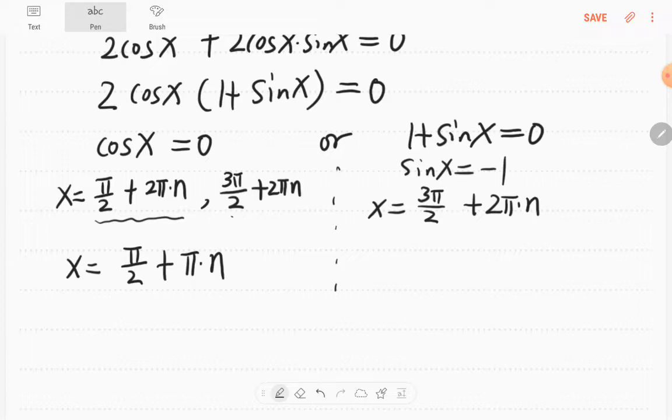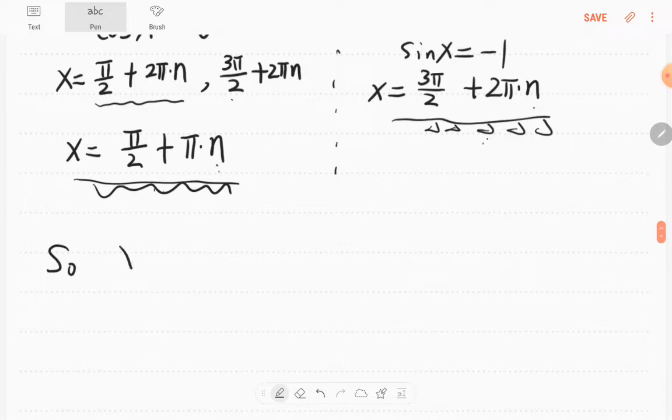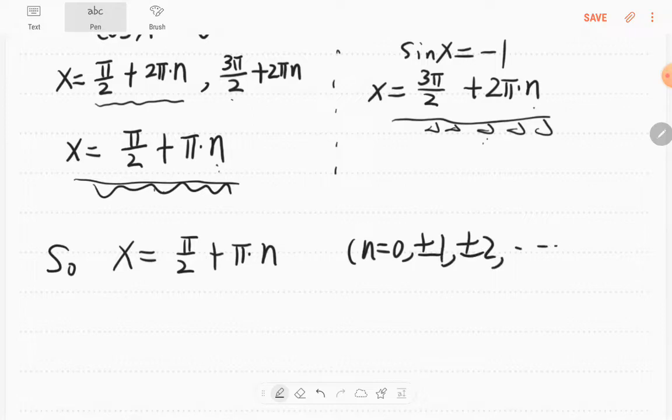And so now let's look at these two. But actually, this one includes this one. This end is different from this end, okay? These are two different ends, but actually this one includes this one. So in other words, your solution would be x equals pi over 2 plus pi times n, where n equals 0, plus minus 1, plus minus 2, and so on.